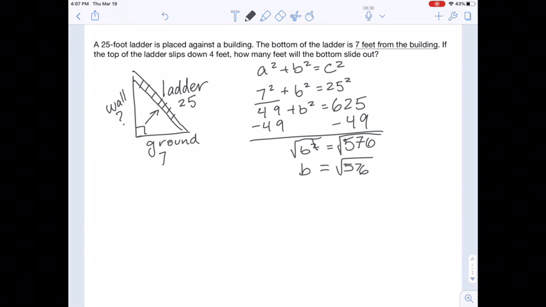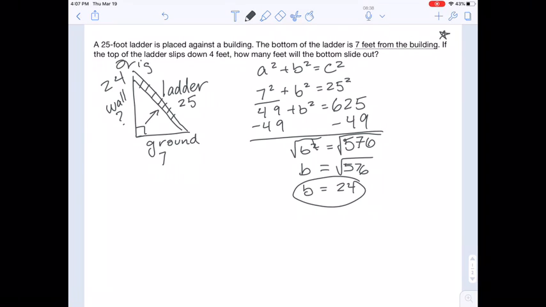The square root of 576 actually has a value. If you were to plug that into your calculator or type into Google, what is the square root of 576? You would find out that the square root of 576 is a whole number, 24. So now we know the wall is 24 feet tall. So let's continue on to the rest of the problem, starting here at "If the ladder slips down 4 feet, how many feet will the bottom slide out?"